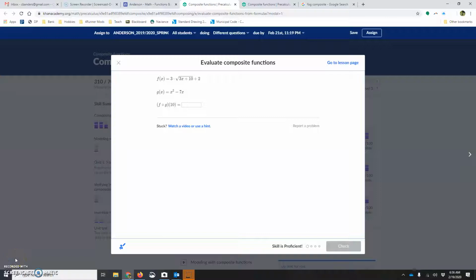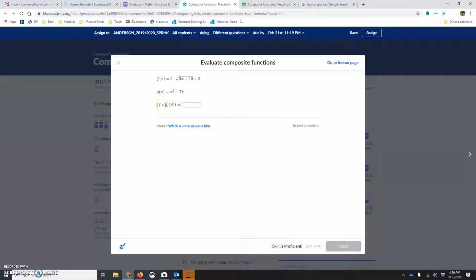All right, evaluate composite functions. So we have two functions here. We have f of x and g of x, and you can see what their equation is. And we have down here f composite g of 10. So you'll hear people say "fog," because it looks like it says fog.